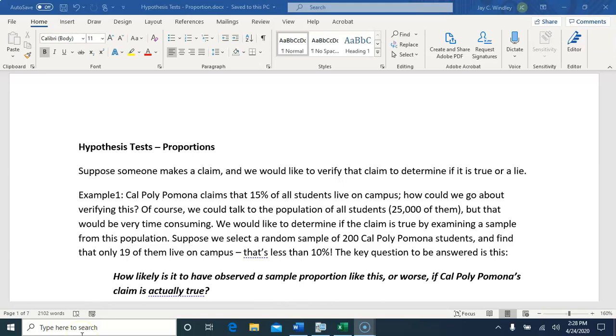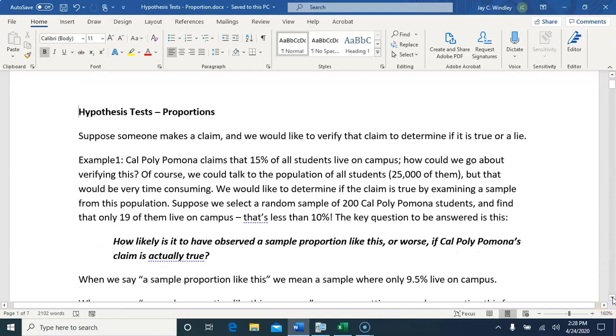That's less than 10%. So the question is, how likely is it to have observed a sample proportion like this, less than 10%, if Cal Poly Pomona's claim is actually true? So when we say a sample proportion like this, we mean a sample where only 9.5% live on campus. The 19 out of 200 is 9.5%.